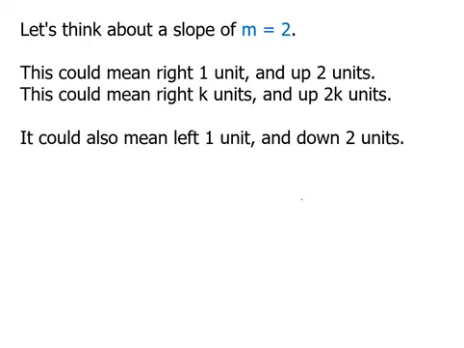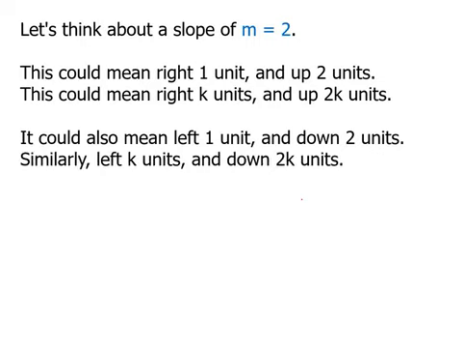But it also means that we could go the other way. We could go left 1 unit and down 2 units. That's also a slope of 2. Or we could go left k units and down 2k units. So any proportion. We could go left 5 units and down 10 units, that sort of thing.